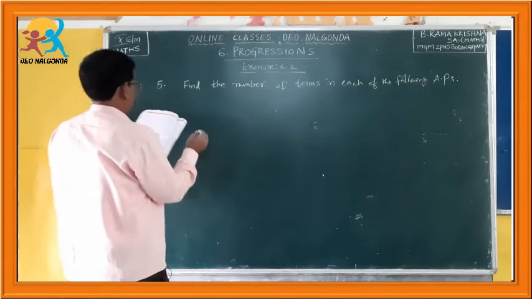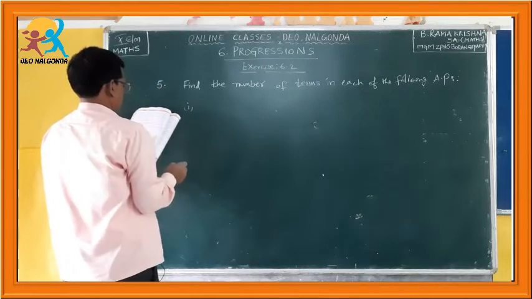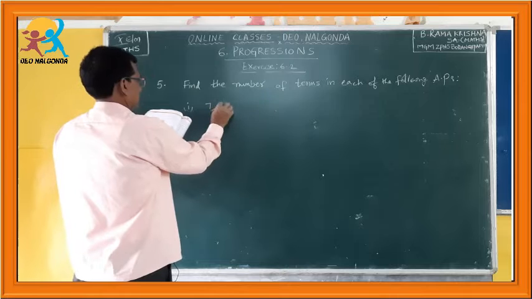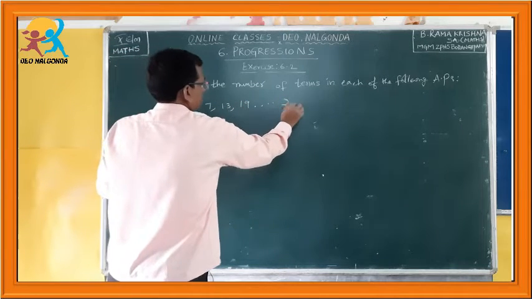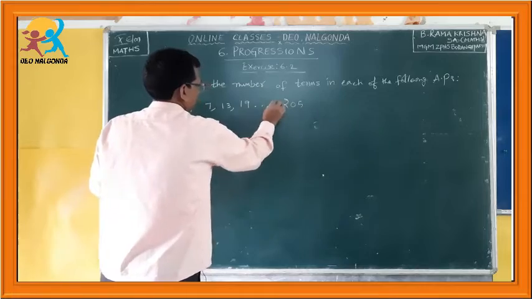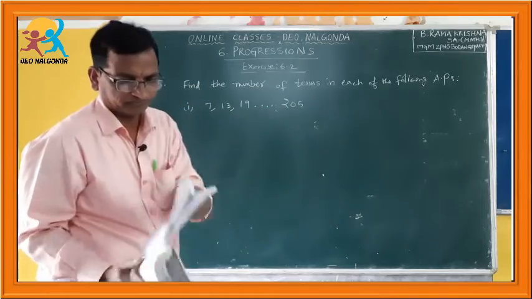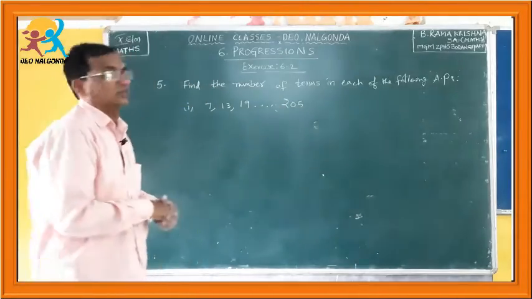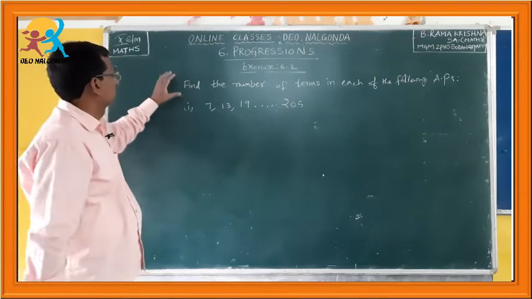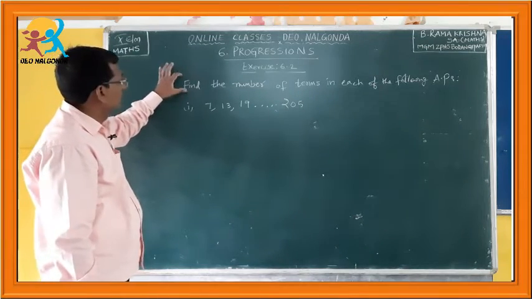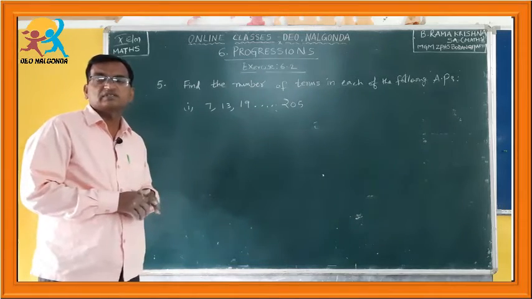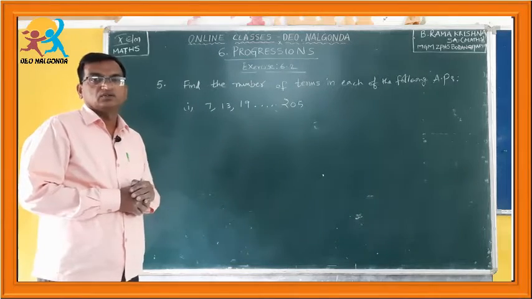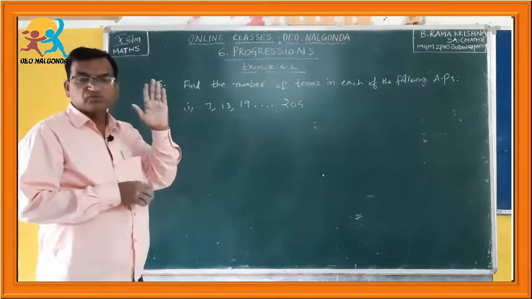So, first one, let us do this: 7, 13, 19 and so on. Try to understand the question. I am reading this once again. Find the number of terms. Number of terms is denoted by which letter? Small n. So, you know 4 terms.